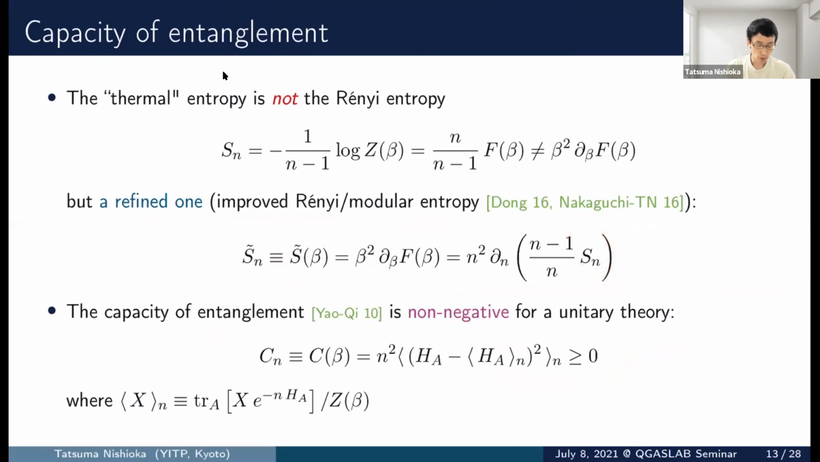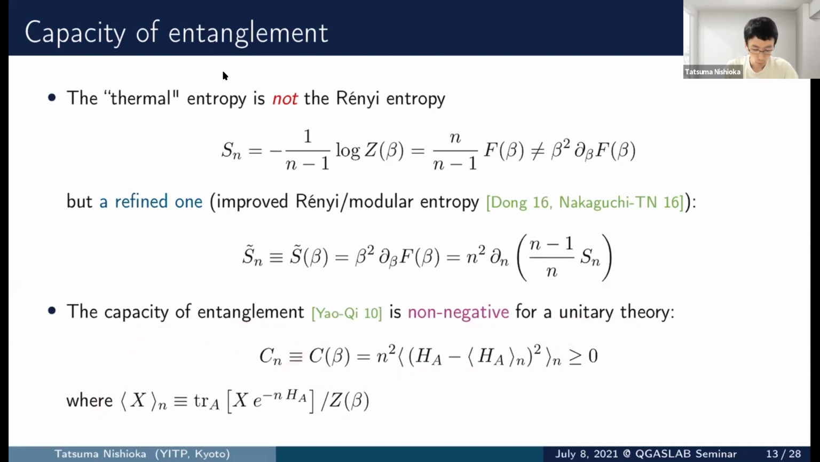But the point of interest is that the capacity of entanglement can also be written just using the modular Hamiltonian in this way. This is just the variance of the modular Hamiltonian. So it is clear that in a unitary theory, this variance is always non-negative. Here the expectation value is defined in this way. So the capacity of entanglement is non-negative, and this is clearly a different quantity from the original entropy. It measures the variance of the system.